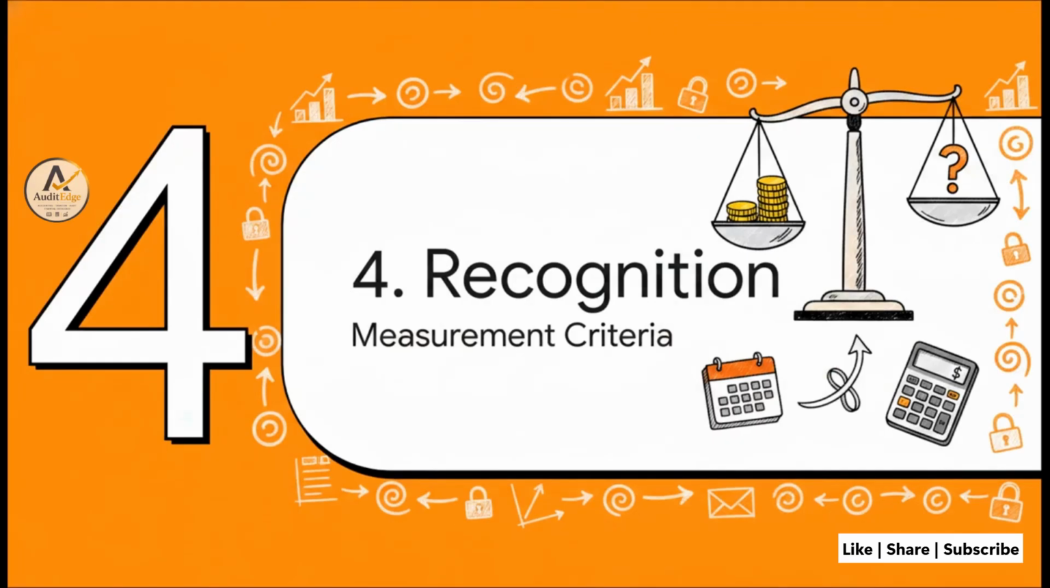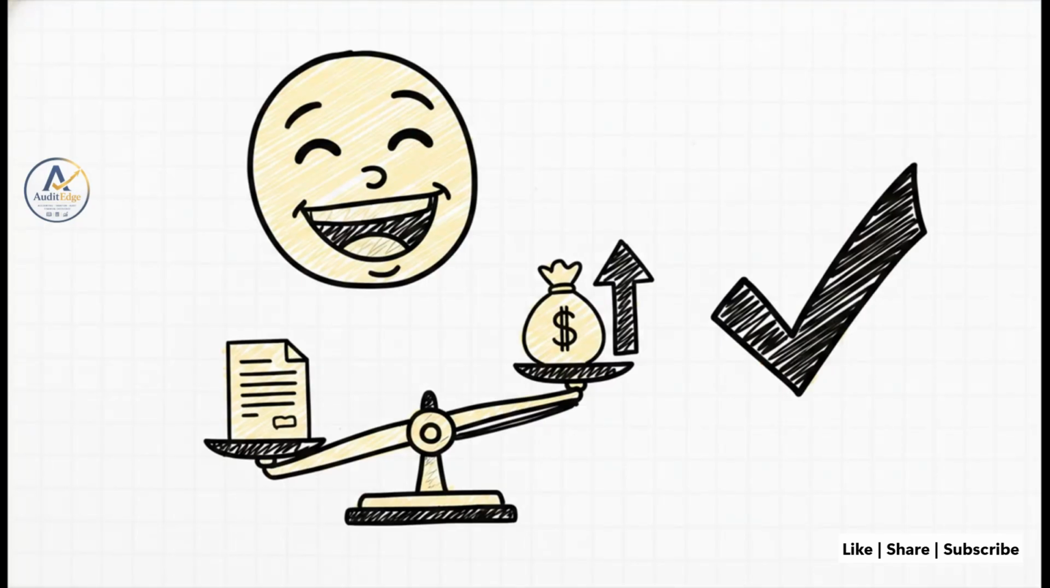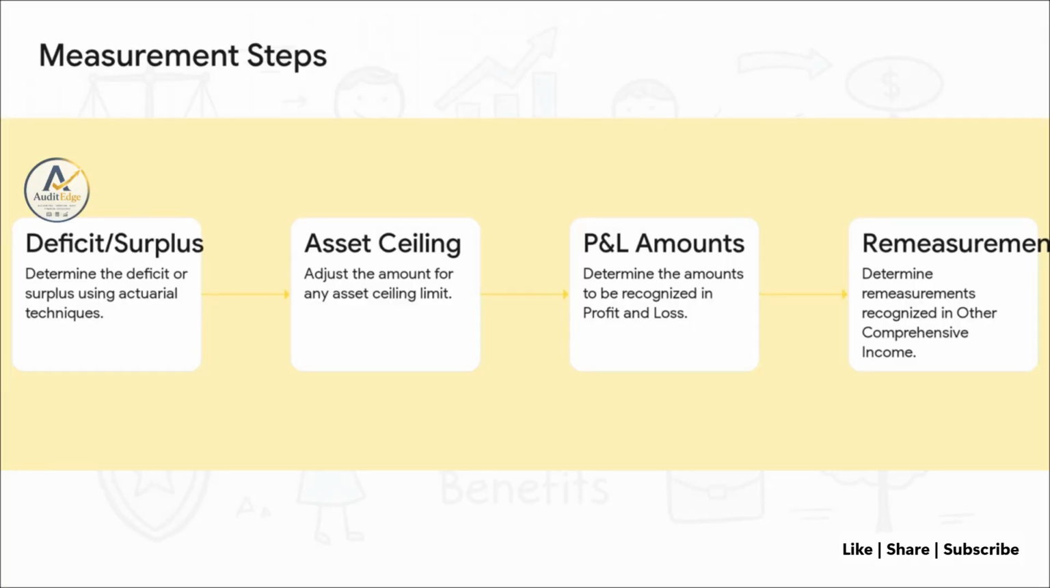All right, let's tackle Section 4, Recognition and Measurement Criteria. Honestly, for defined contribution plans, the accounting is such a relief. Because the obligation is just a fixed payment, you don't need any complex actuarial assumptions. You simply recognize the contribution payable as an accrued expense. Paid extra? Simple. It's a prepaid asset. It really is that straightforward. But defined benefit accounting? That's complex, mainly because the future is so uncertain.